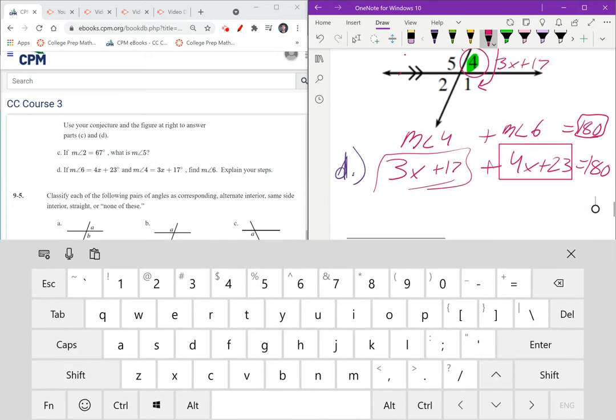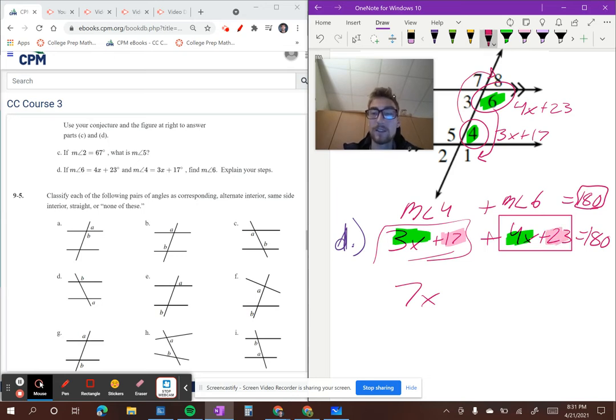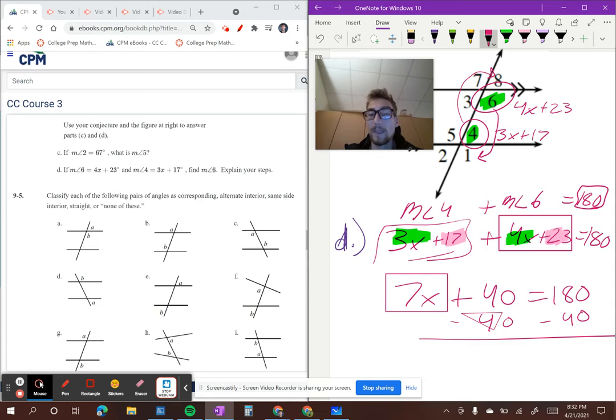So from here, let's go ahead and solve this algebraically. If I combine like terms, 3x and 4x, that's going to give me 7x, and then plus 17 plus 23. Now let's see. That's going to be 40 equals 180. Well, how do we get x by itself? Right now it's paired with this plus 40, so I'm going to subtract 40 from it. And when I do that, I have to do the same thing to the other side. Now I have 7x equals 140.